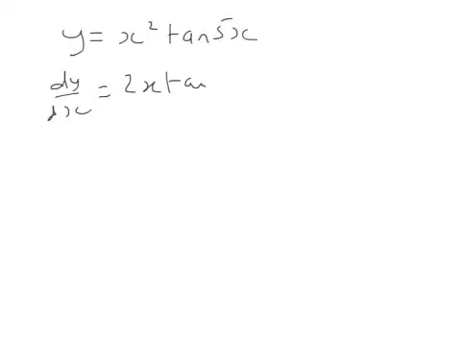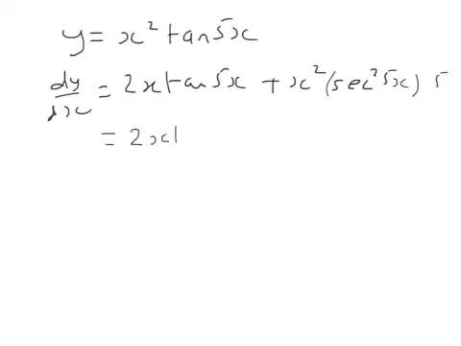In part D, we've got to differentiate x squared tan 5x. That's a product, so differentiate x squared and leave tan 5x alone, and then leave x squared alone and differentiate tan 5x. Tan goes to sec squared, but then I've got to differentiate 5x, which is 5. So now let's just tidy that up. So it's 2x tan 5x, and then it's 5x squared sec squared 5x.